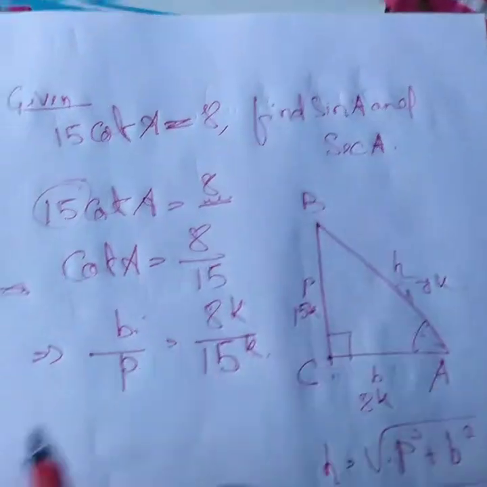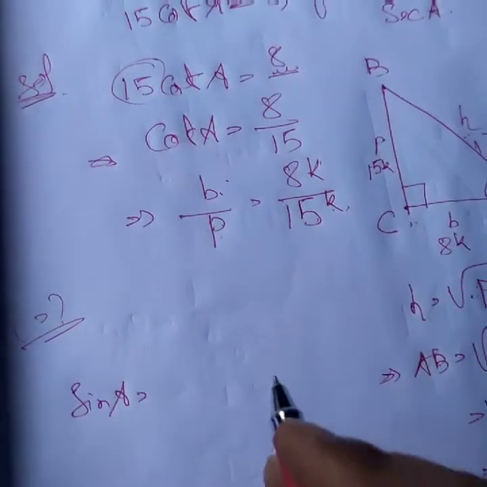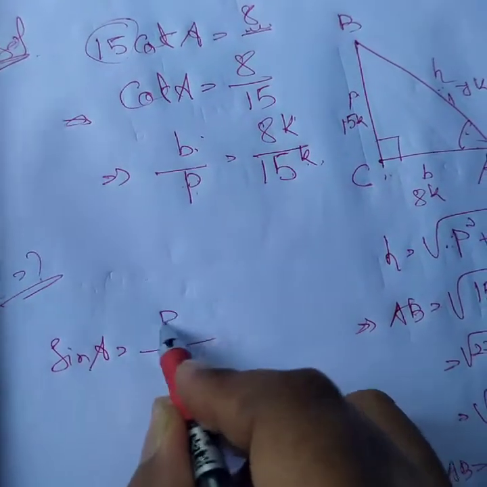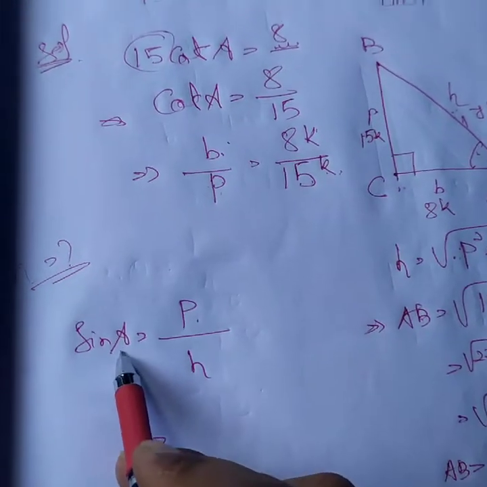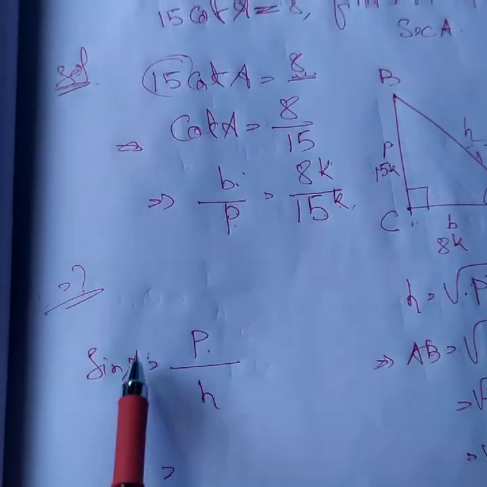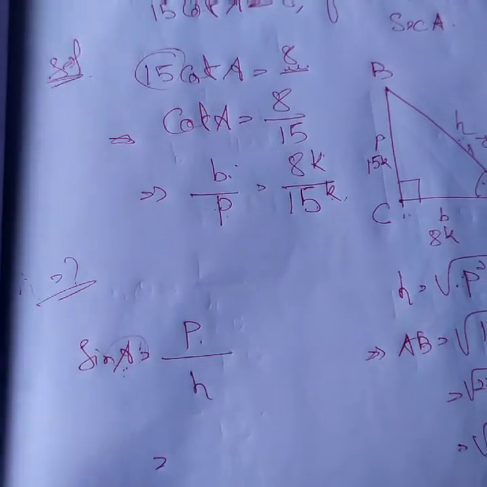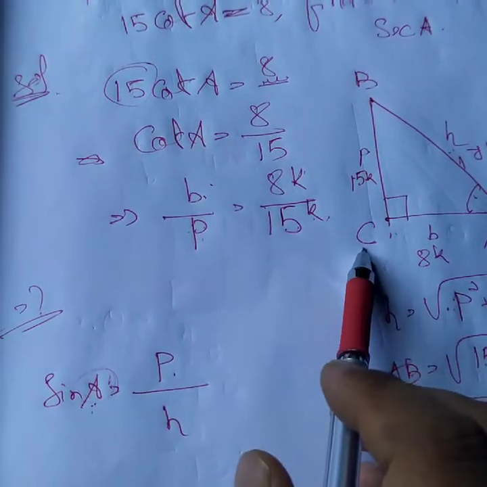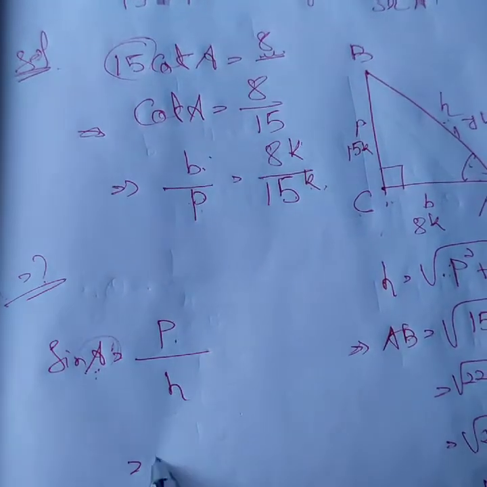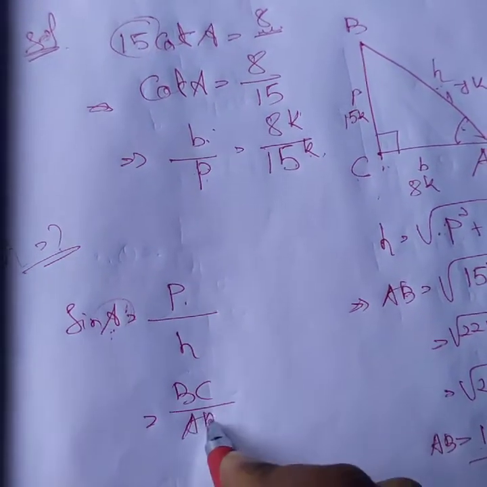What is it first? Sine A. What is the formula of sine? Perpendicular by hypotenuse. Now what is the perpendicular here? You are using the same angle now, A and A. It is not changed, so no need to change the perpendicular and base. What is the perpendicular here? It is BC. What is hypotenuse here? AB. Just write BC by AB.